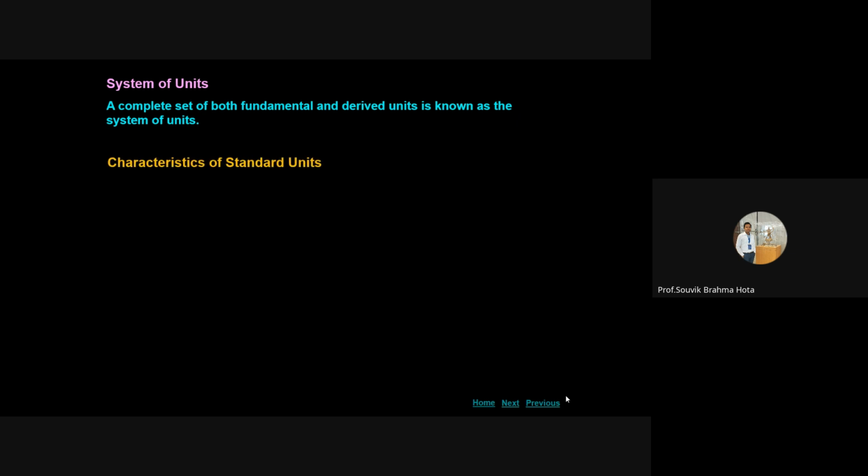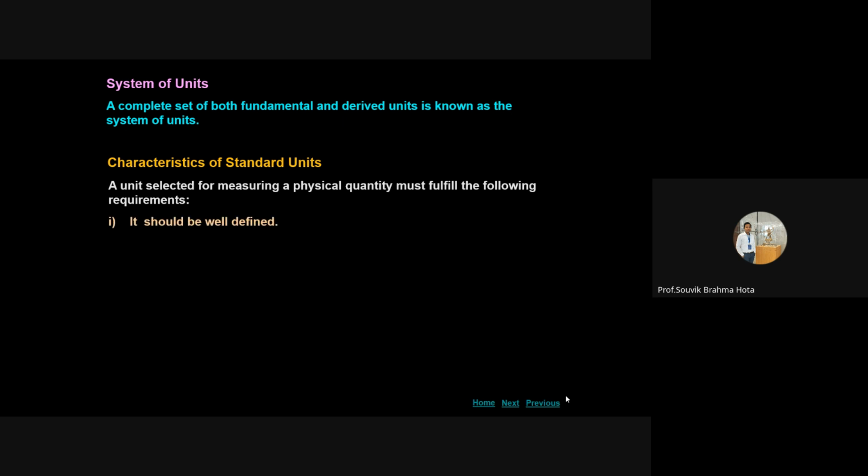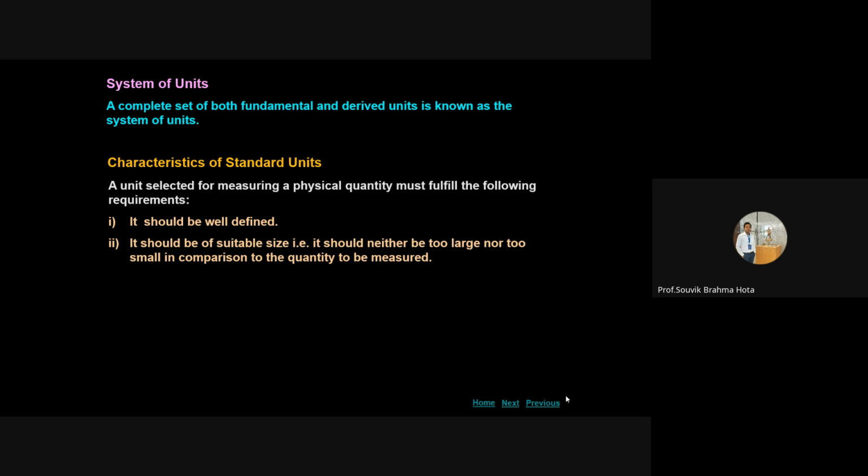Now system of units: a complete set of both fundamental and derived units is known as a system of units. There are certain characteristics of standard units. A unit selected for measuring a physical quantity must fulfill the following requirements. One, it should be well defined. Then, it should be of suitable size, that is, it should be neither too large nor too small in comparison to the quantity to be measured.